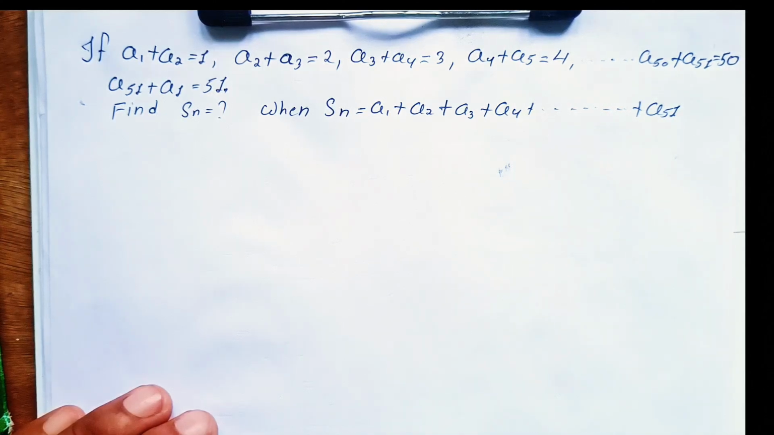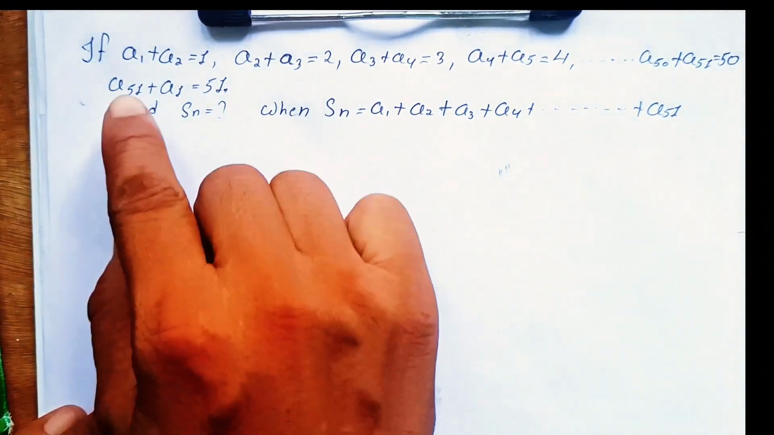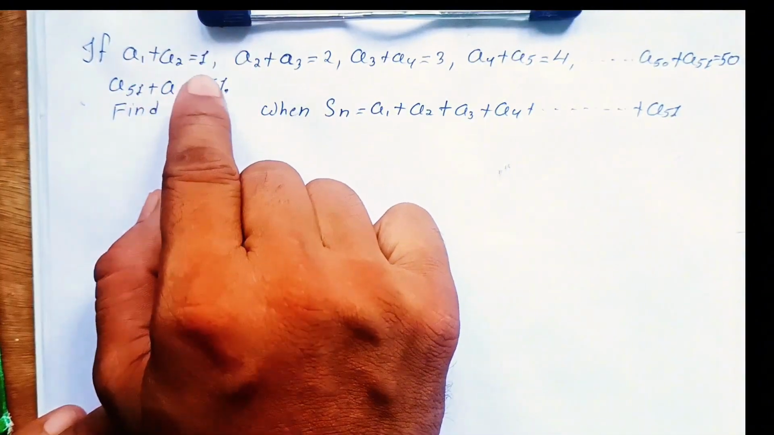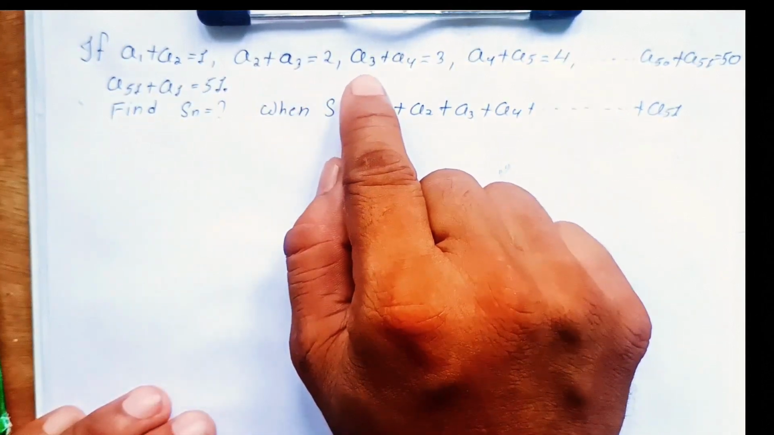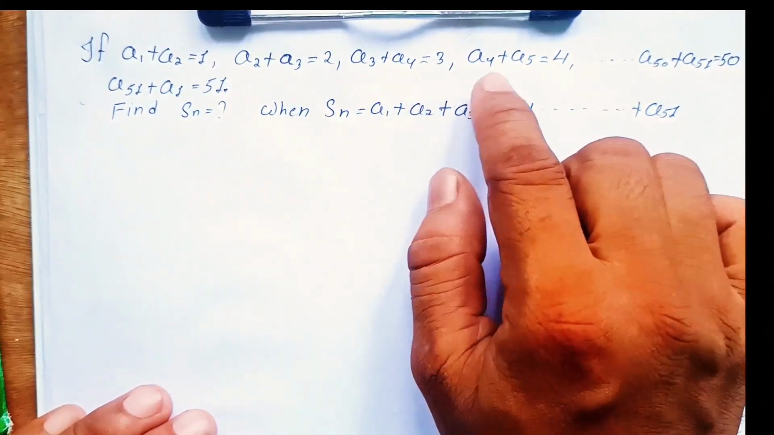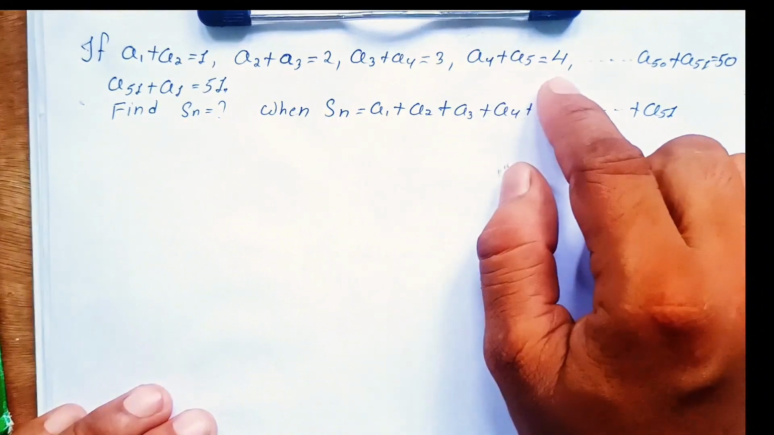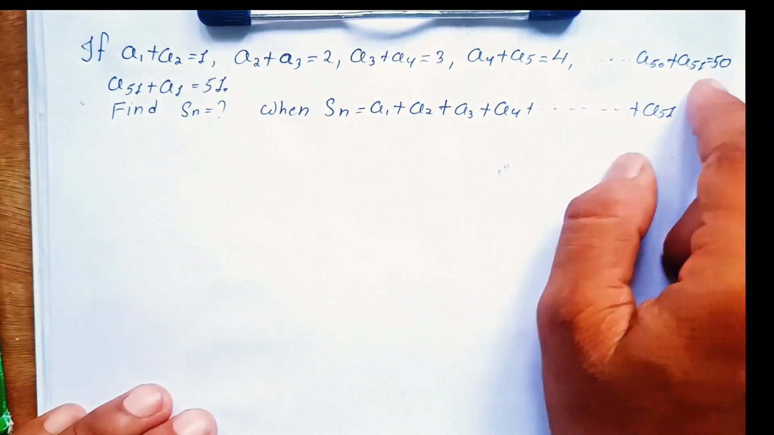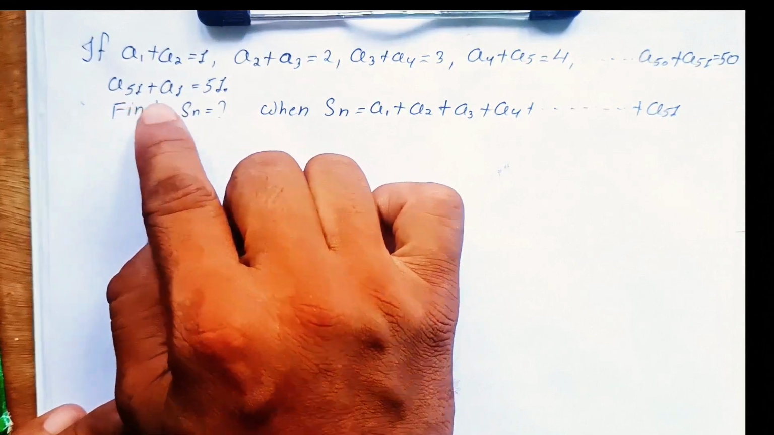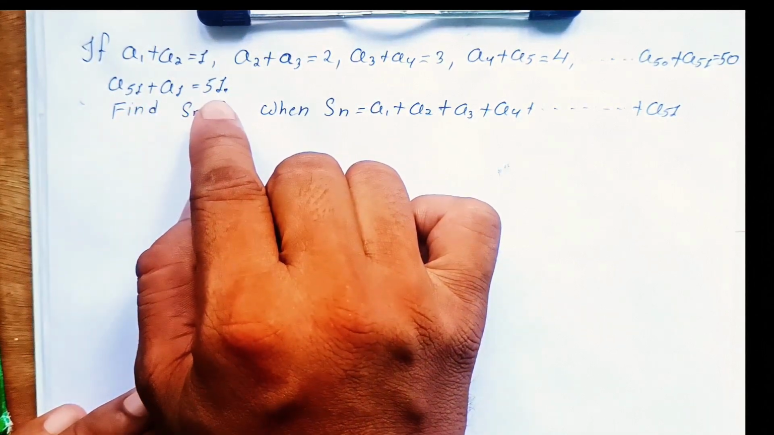Today we are going to solve a question based on sequence of numbers, and the question is like this. If a1 plus a2 is equal to 1, a2 plus a3 is equal to 2, a3 plus a4 is equal to 3, a4 plus a5 is equal to 4, and so on, a50 plus a51 is equal to 50, and finally a51 plus a1 is equal to 51.